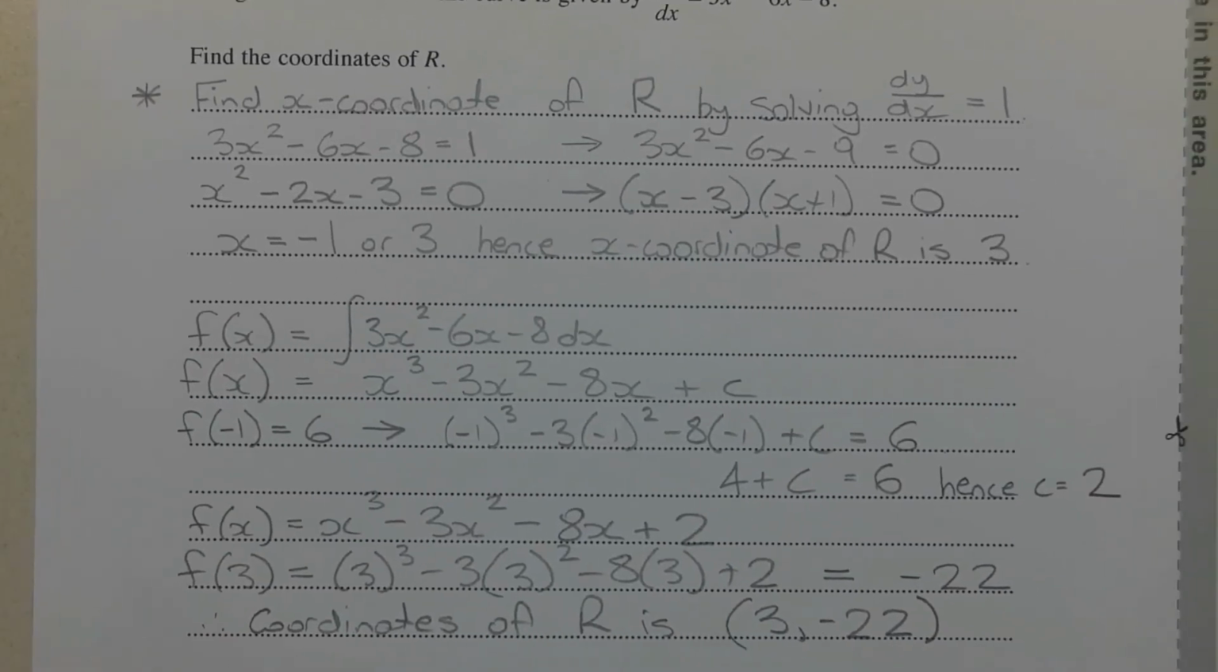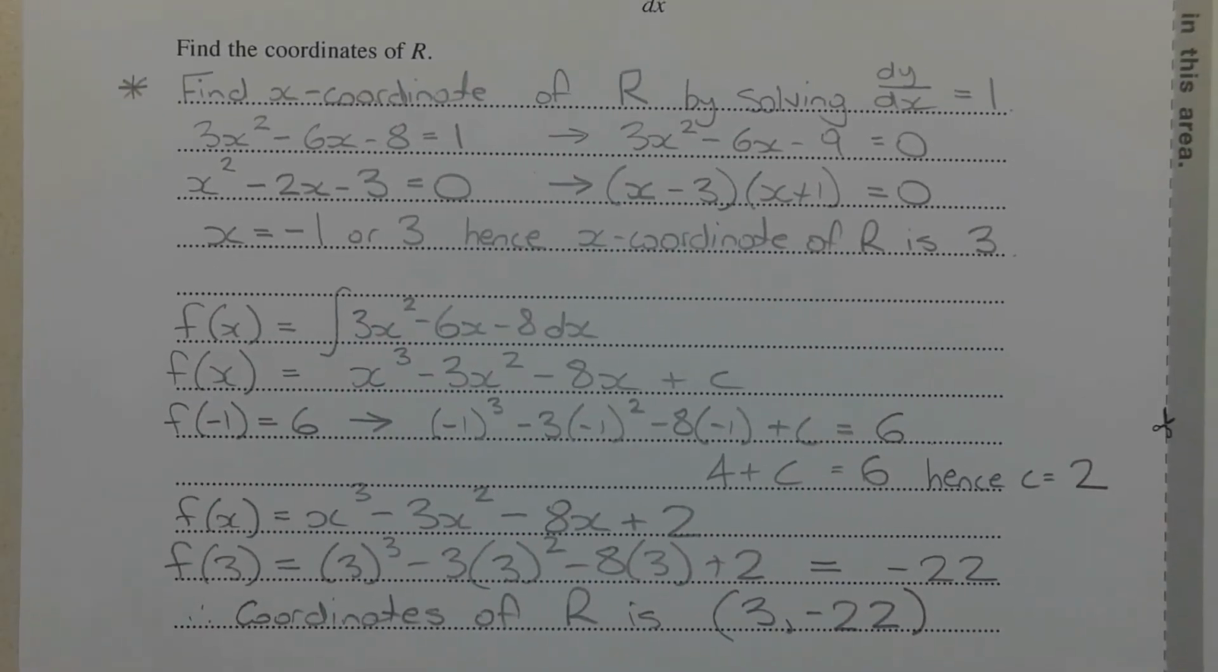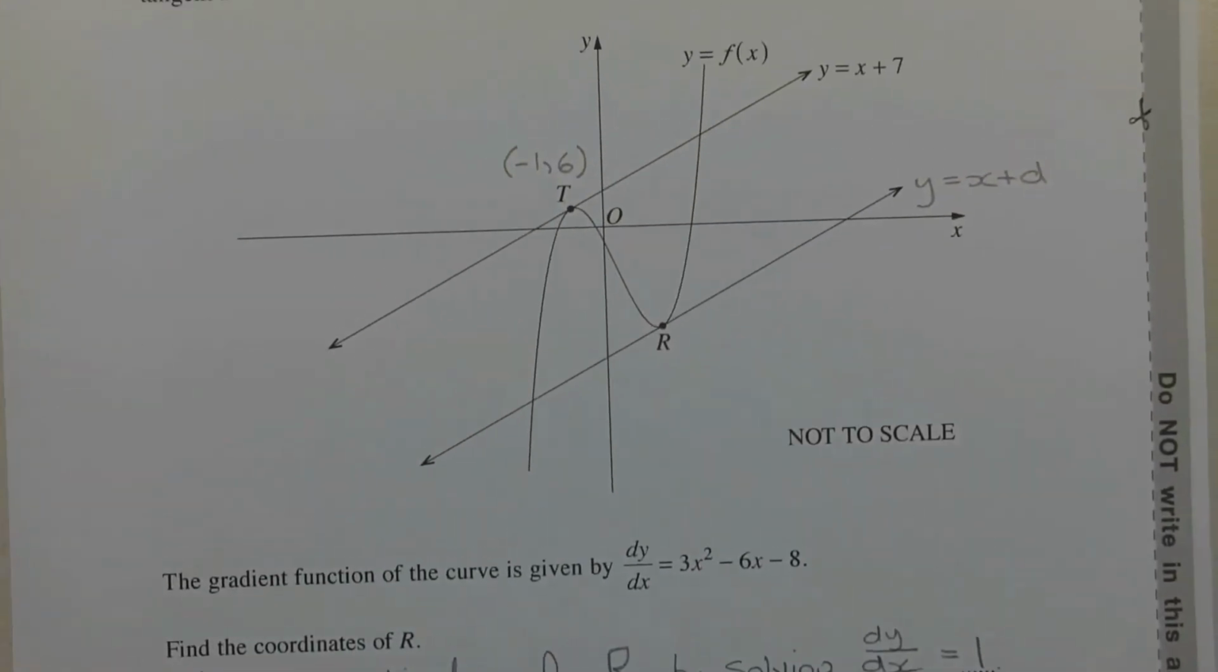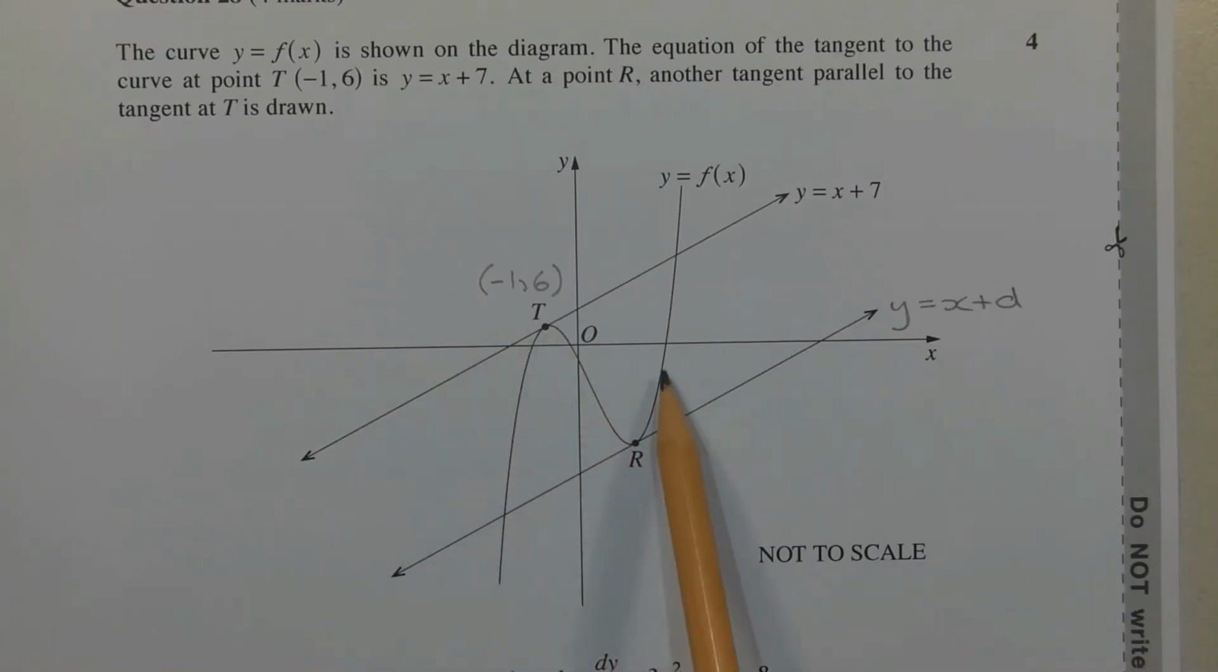So now we have an expression, or an equation, for the primitive function. In other words, f of x is equal to x cubed minus 3x squared minus 8x plus 2. And that is the equation of this graph here.